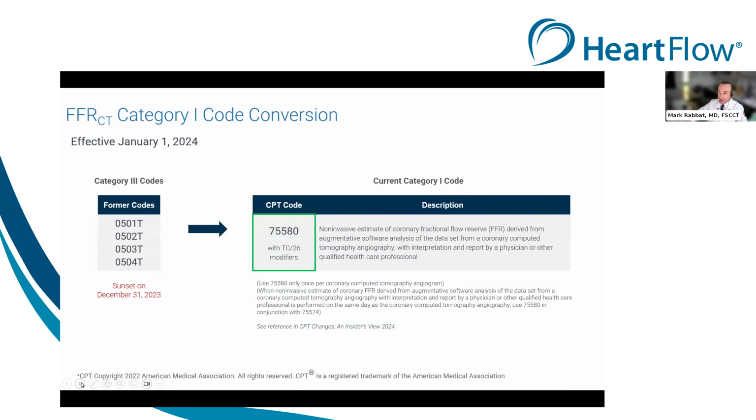So now FFRCT has converted to a Category 1 code effective January 1st of 2024. On the left, you see the former Category 3 codes, which are no longer in effect, and the current Category 1 code, which is CPT code 75580. Now, the description is non-invasive estimate of coronary fractional flow reserve derived from augmentative software analysis of the dataset from a coronary CT angiography with interpretation and report by a physician or other qualified healthcare professional.